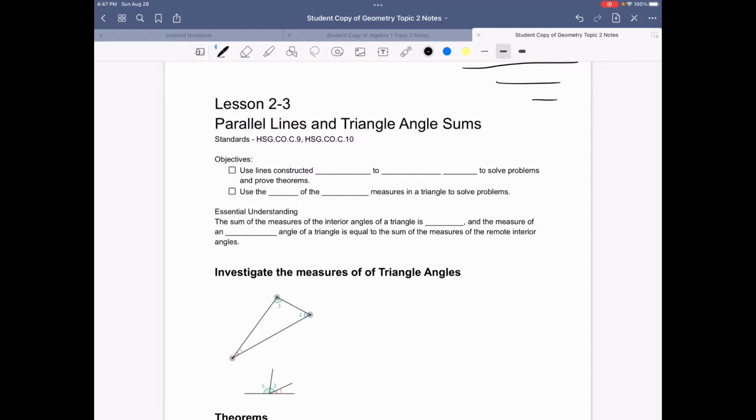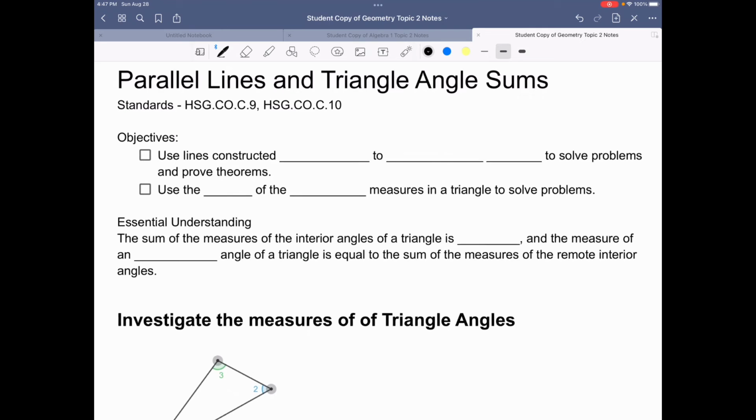Our objectives today are: we will use lines constructed parallel to another line to solve problems and prove theorems. We will also use the sum of the angle measures in a triangle to solve problems.